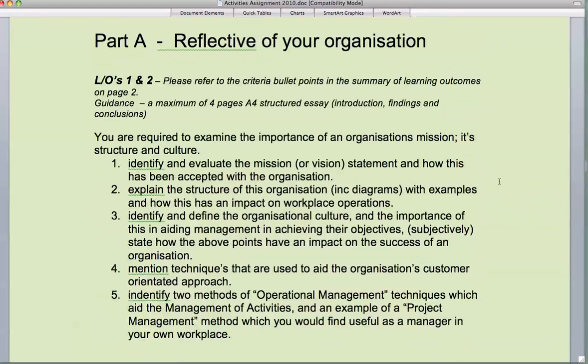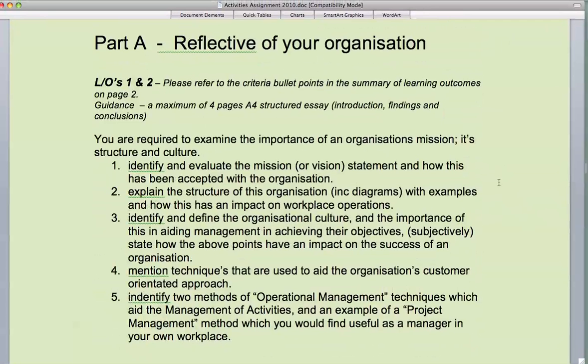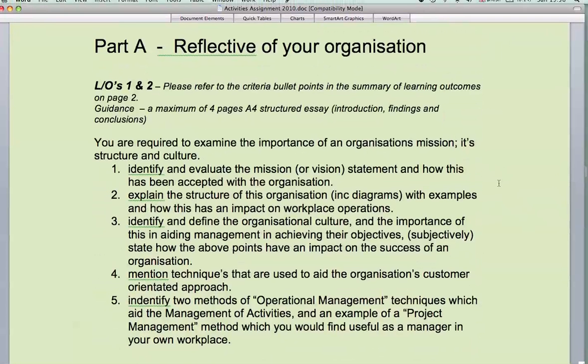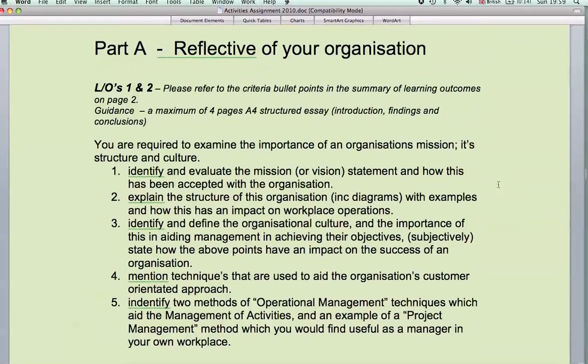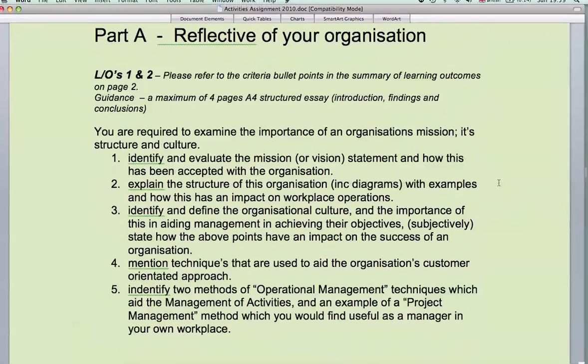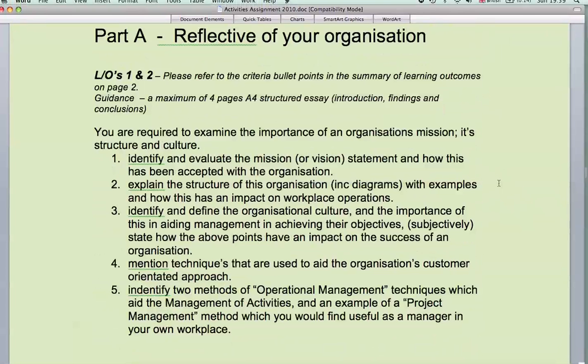You can state that you believe something should be used a certain way. You can say that total quality management would be a useful tool to implement into your organisation by doing X, Y and Z. So here, with this first part, we're looking to the first 2 outcomes, 1 and 2, and it is an overview where you tell me about the importance of the mission statement and the structure and culture of your organisation or the organisation you are studying.